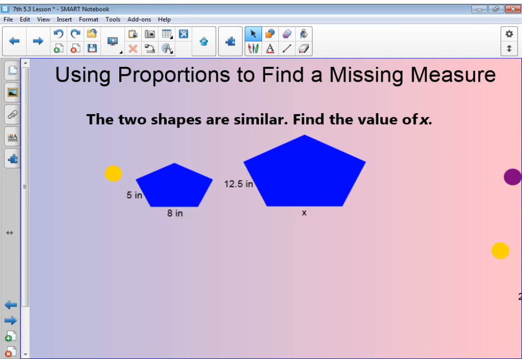Why don't you go ahead and try this one? Making sure that you're matching sides when you go to set up your proportions. So go ahead, pause your video, work your way through this one, and then check back in just a minute to see that your answer is correct.